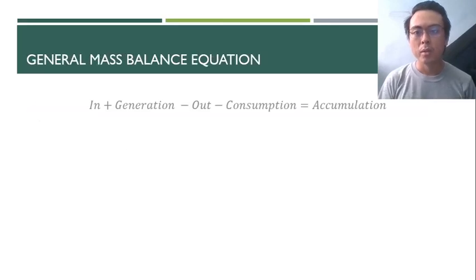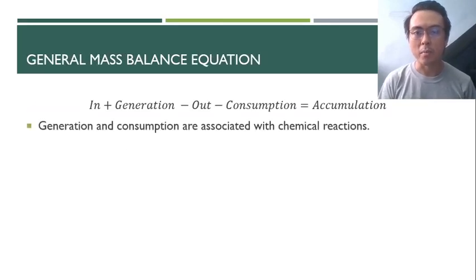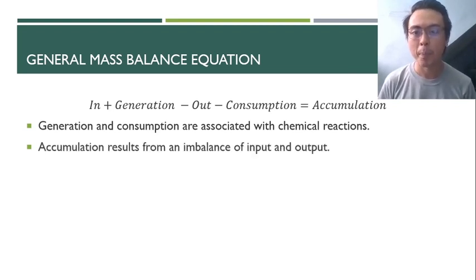okay, so this general mass balance equation, as I have discussed, the generation and consumption are associated with chemical reactions. We will only be using them if we are already dealing with chemical reactions, which will happen on the second half of our term. The accumulation results from an imbalance of inputs and outputs. So if one is bigger than the other, they will no longer be equal, so therefore you would have accumulation. Okay?